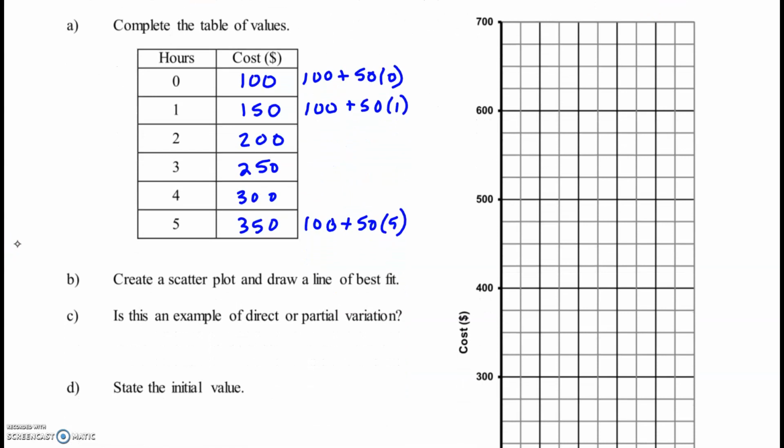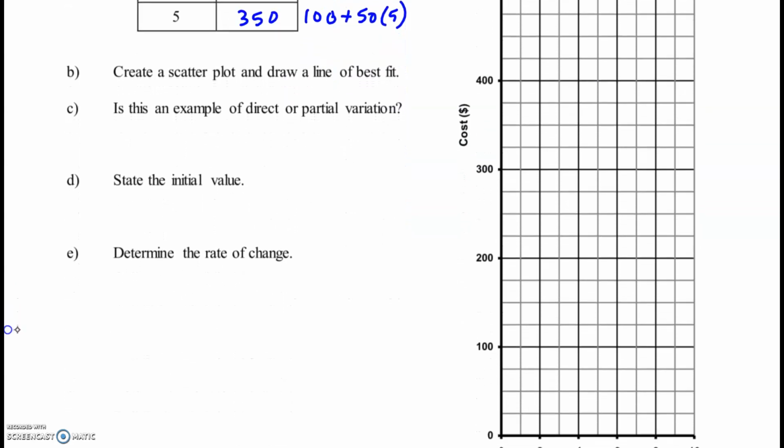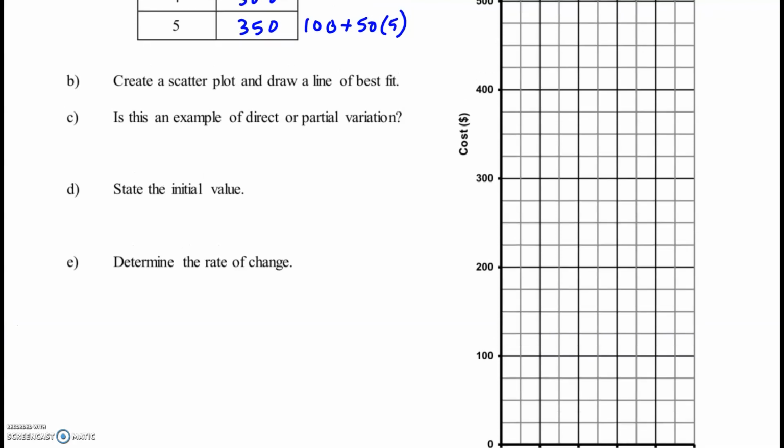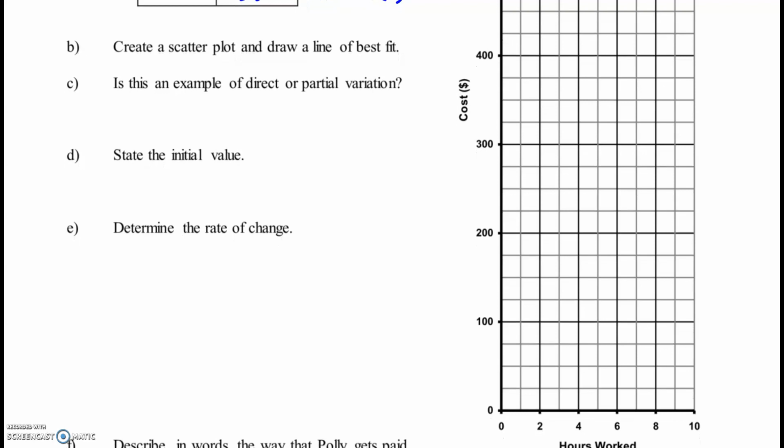Now they want us to complete the scatter plot and draw a line of best fit. So they've already done the scale for us and filled in our titles. So we know that first point, I can't see my data at the same time as doing my graph, but you guys can see yours in front of you. The first point is 0, 100. And then we have 1, 150.